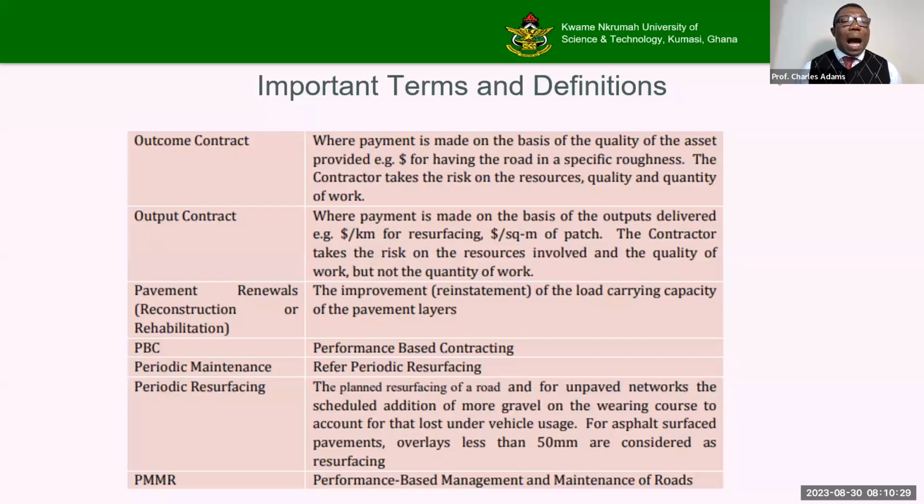Or we can also do output, where payment is made on the basis of the output delivered. For example, the dollars per kilometer for resurfacing or doing a certain activity or for patching. The contractor takes the risk on the resources involved and the quality of work, but not on the quantity of work. Then we can mix them. And in OPRCs, you will see that it's a mixture of outcome and output because we want to get the most from this whole concept.